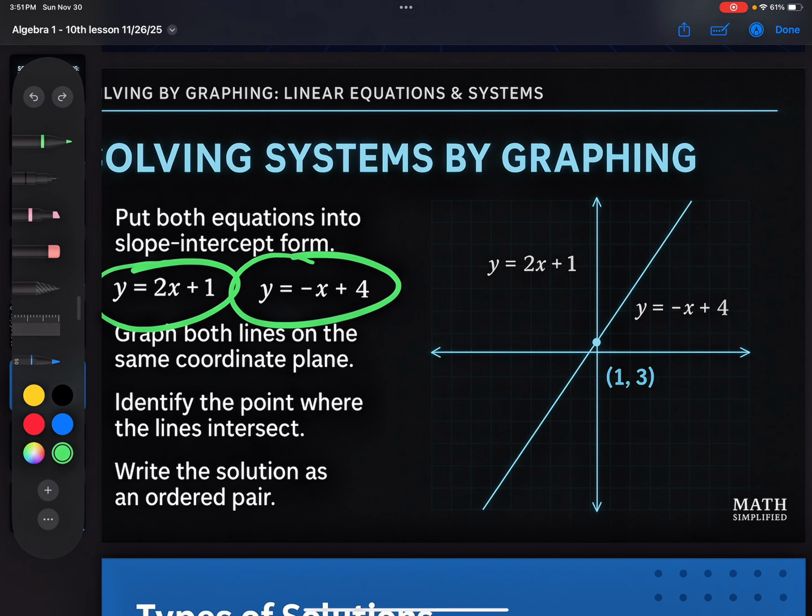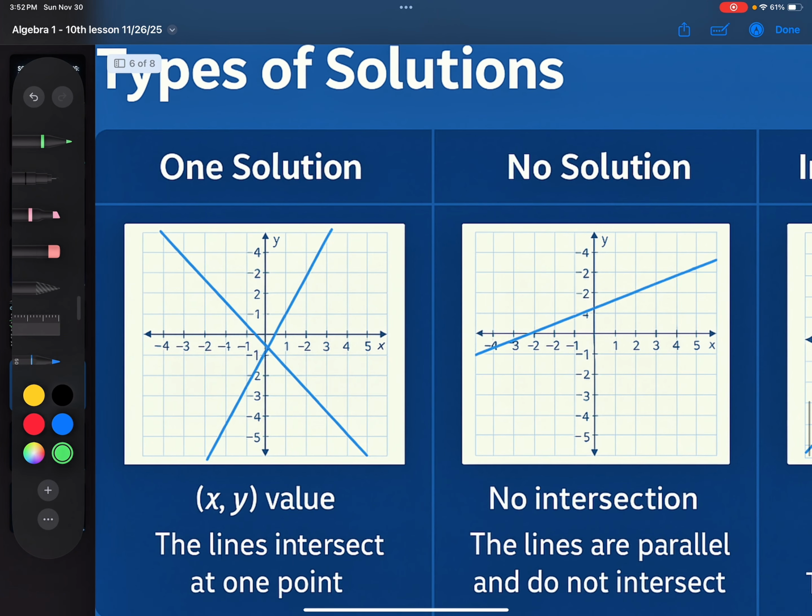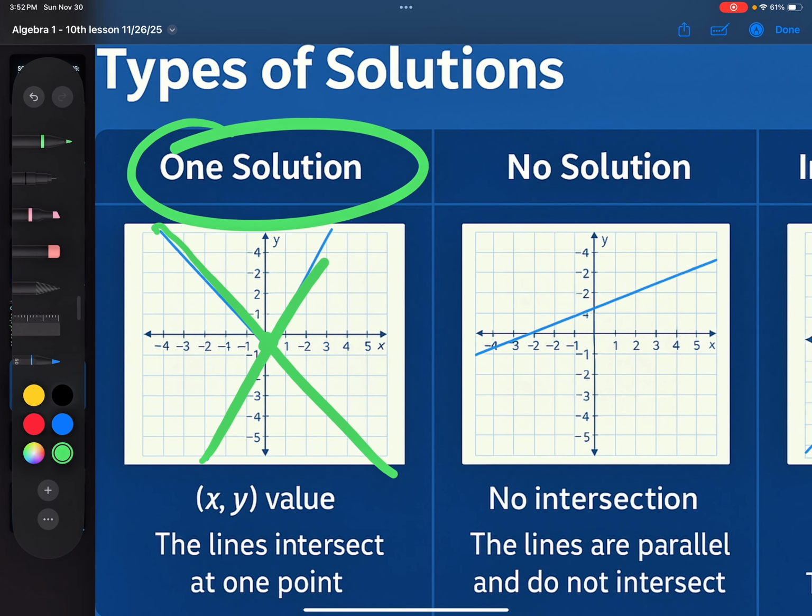So graph both lines on the same coordinate plane. Identify the points where the lines intersect, and then write the solution as an ordered pair. Remember, an ordered pair is x comma y. But remember, there are different types of solutions we could get. Let's say there are two lines, and they cross once, that's called one solution.